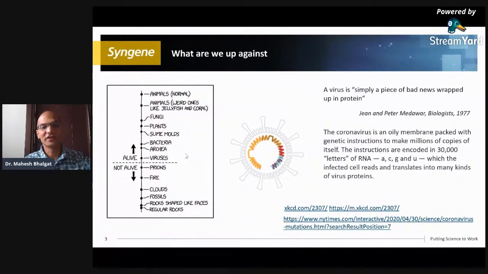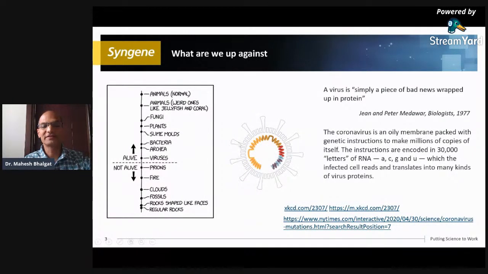And that's why, with this episode of coronavirus, we've learned a lot more about it. And we are today looking at it as simply, as was called out in 1977, that a virus is simply a piece of bad news wrapped up in a protein. And we'll see why it is wrapped up in a protein when we look at this particular structure.